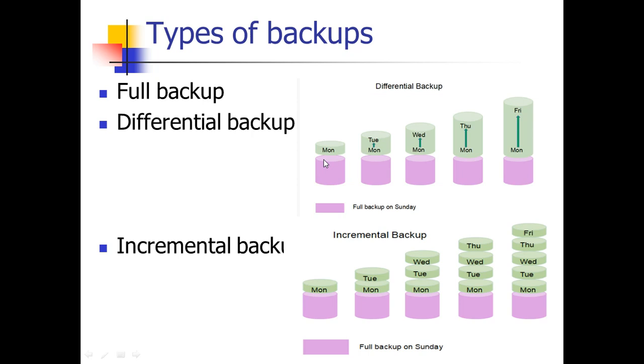Then when we are talking about differential backup, for Monday, whatever files have changed on Monday, we will keep the record of that. On Tuesday, we will keep the record of the files which have changed on Tuesday as well as on Monday. On Wednesday, we will keep the backup of those files which have changed on Wednesday, Tuesday, and Monday as well. Then on Thursday, the files which have changed on Thursday, Wednesday, Tuesday, and Monday, we will store.